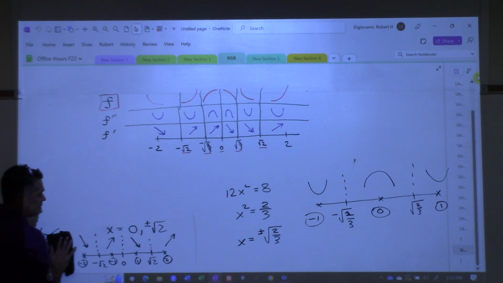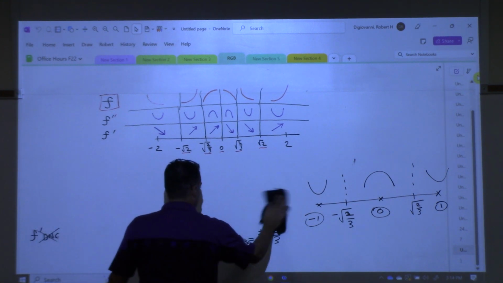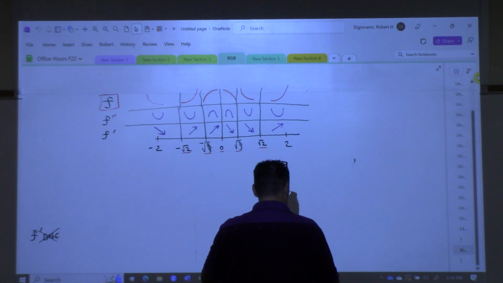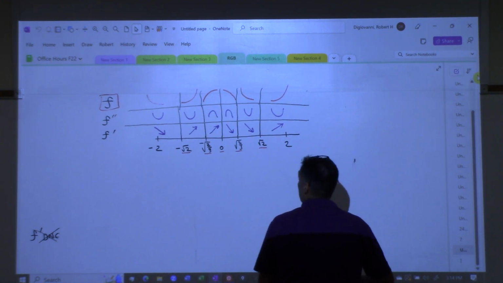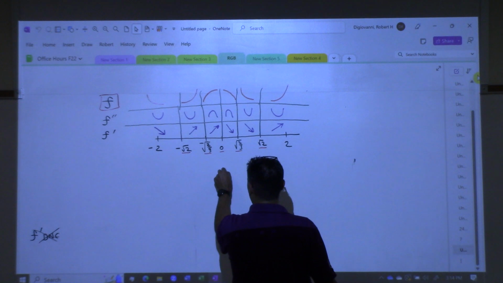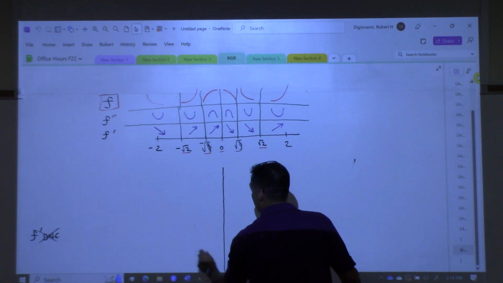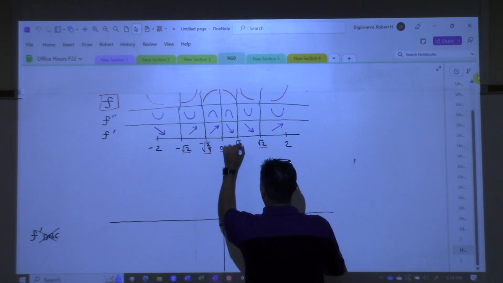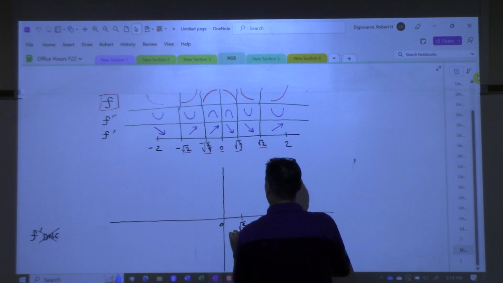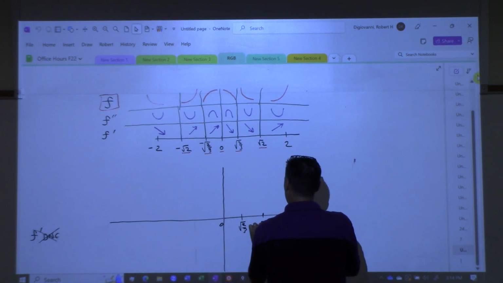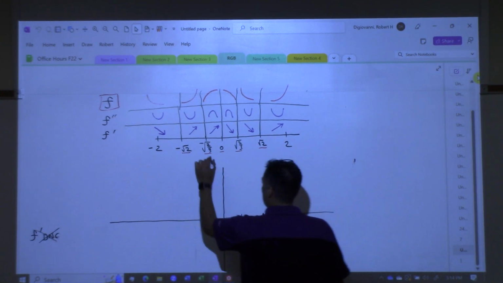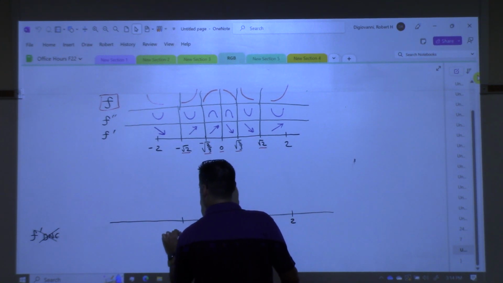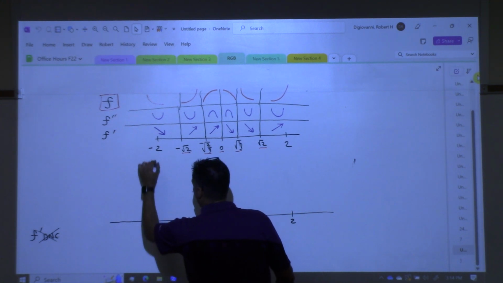Questions? I'm almost done. Here comes my final graph. Right below this, I'm going to draw my graph. And I'm just going to carry down 0 here. That's my y-axis. Here's my x-axis. And I'm going to bring everything down. So root 2 over 3, root 2, 2, negative root 2 over 3, root 2, negative root 2, and negative 2.